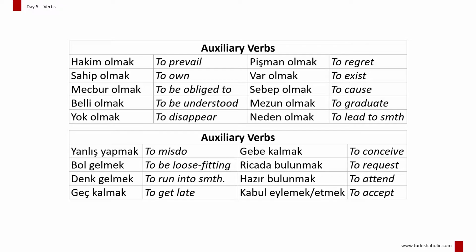There are many other auxiliary verbs that you may see in this course. Yanlış yapmak, bol gelmek, denk gelmek, geç kalmak, gebe kalmak, ricada bulunmak, hazır bulunmak, kabul eylemek or kabul etmek.